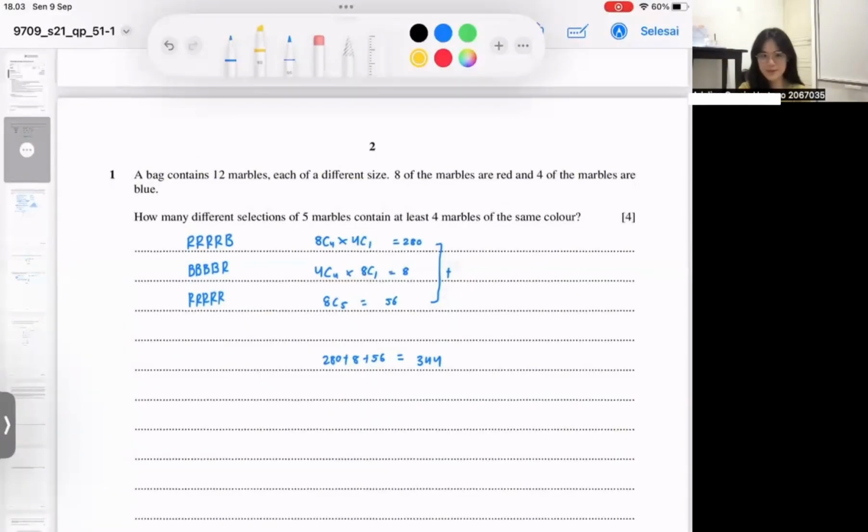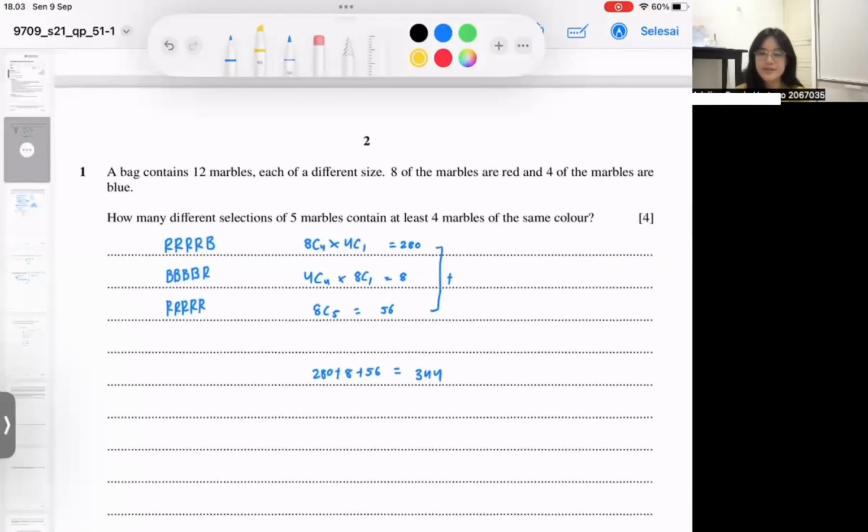So first, let's start with the first question. A bag contains 12 marbles, each of a different size. 8 of the marbles are red and 4 of the marbles are blue. How many different selections of 5 marbles contain at least 4 marbles of the same color?